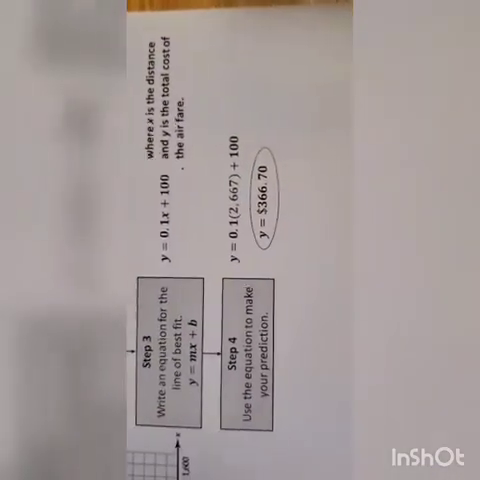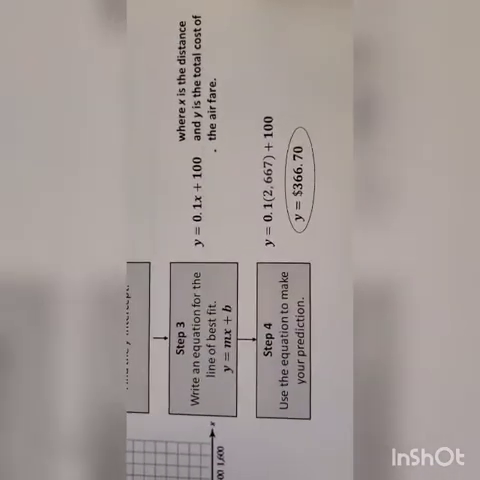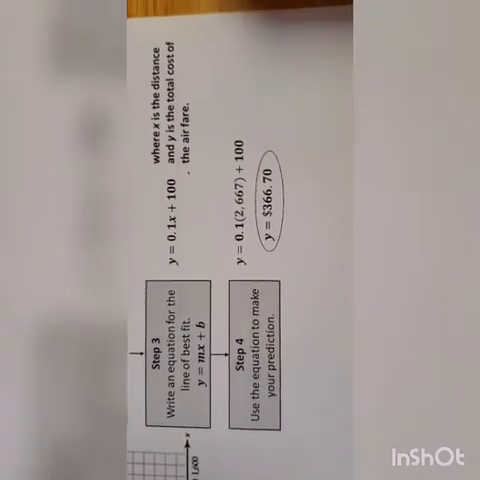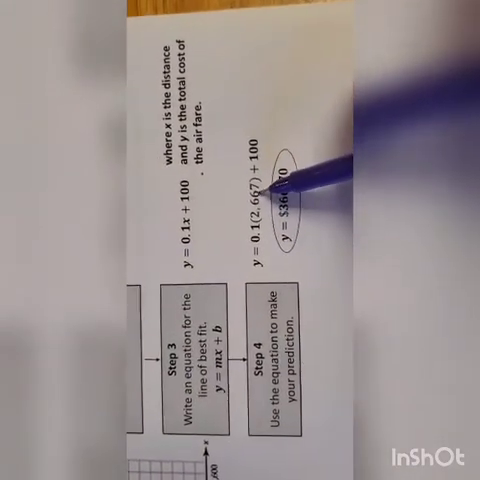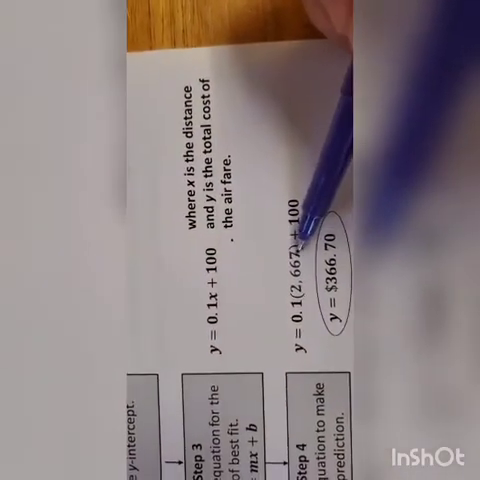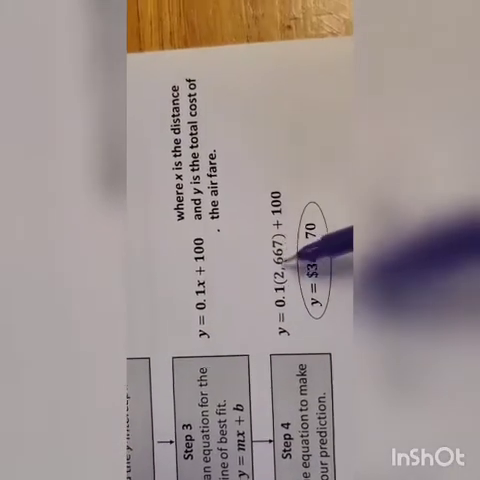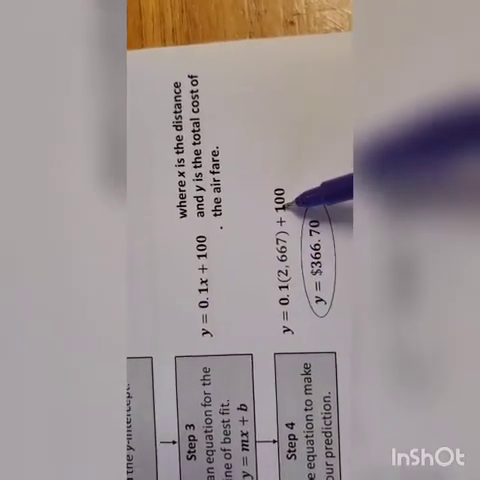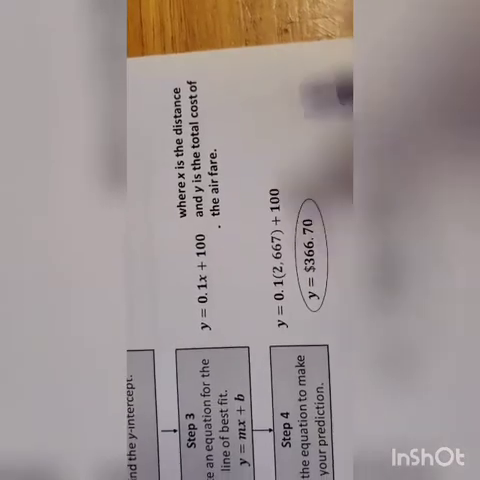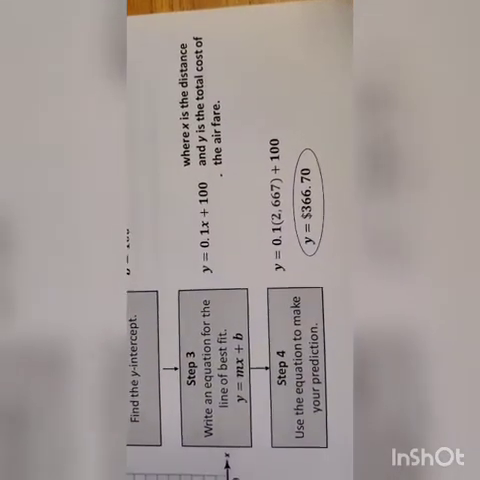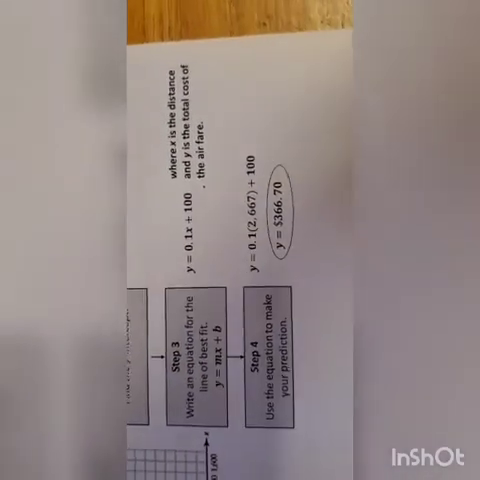Now, if we want to make that prediction of how much it's going to cost to go 2,667 miles, since our x-axis is our distance, we replace x with 2,667 miles, multiply it by 0.1, and add 100, and you get $366.70.